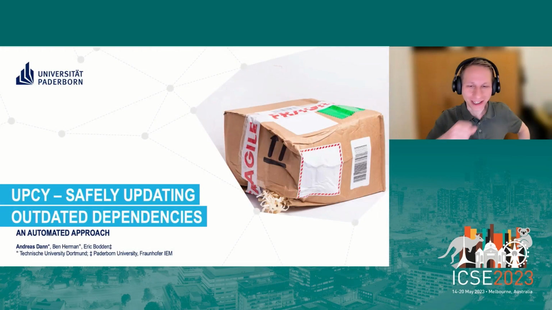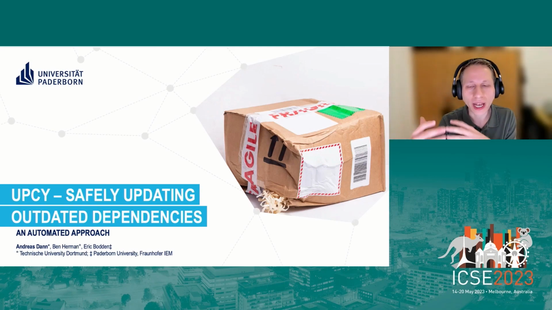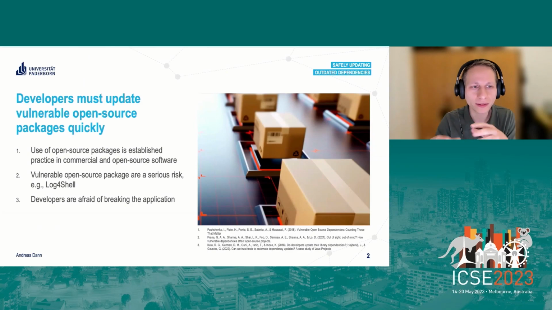Yeah, thank you. In this talk, I want to present to you how we can safely update automated dependencies in Java projects. My name is Andreas, and this is joint work with Ben, Hermann, and Eric Bodden. And it's quite a known fact that the use of open source packages is quite established, both in commercial and open source software. And the recent Log4Shell vulnerability has shown once more that vulnerabilities in the included open source packages pose a serious threat to the application.